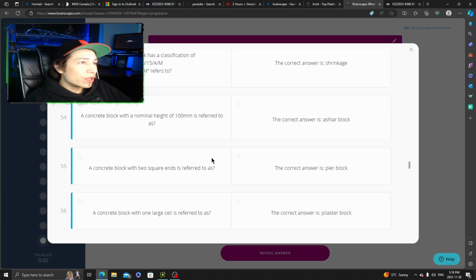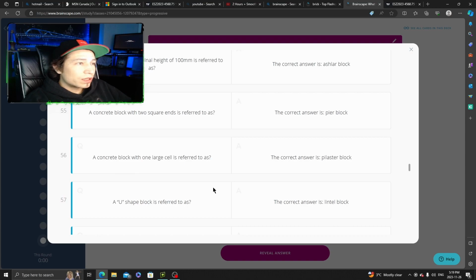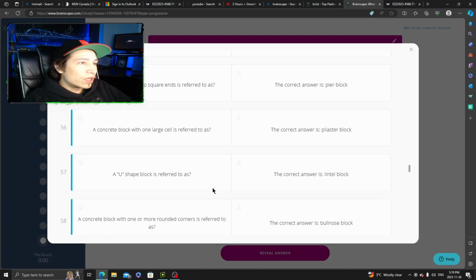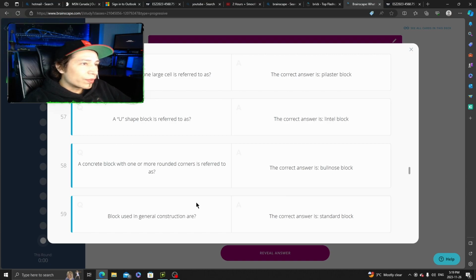A concrete block with a nominal height of 100 millimeters is referred to as ashlar block. A concrete block with two square ends is referred to as pier block. A concrete block with one large cell is referred to as pilaster block. A U-shaped block is referred to as lintel block. A concrete block with one or more rounded corners is referred to as bullnose block.